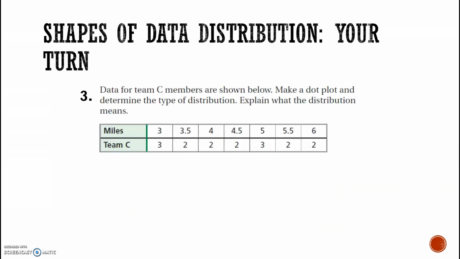Go ahead, your turn. Create a dot plot for this data. Here is Team C's data. Make a dot plot, then determine the distribution. Pause the video, and when you're done, press play. Okay, let's see how you did. First, making the dot plot.